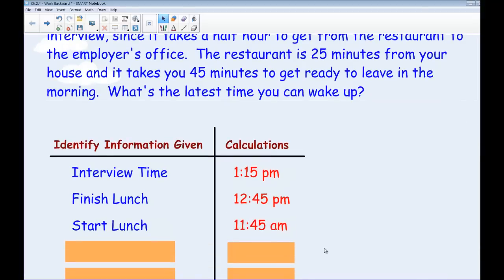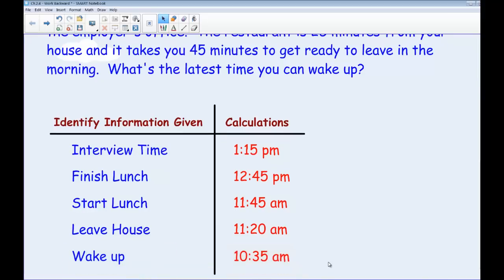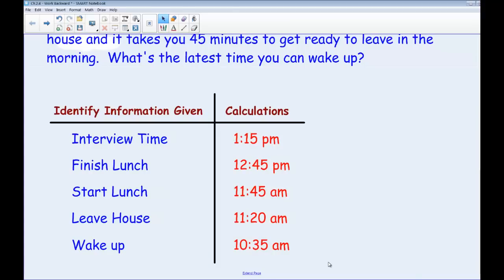Now the restaurant is 25 minutes from your house, so you're going to leave the house 25 minutes before 11:45, which brings you to 11:20. And it takes 45 minutes to get ready, because you like to do your hair and your makeup and so on. So that brings you back 45 minutes before 11:20, which brings you to a wake-up time of 10:35. Hopefully you all got something similar to this.